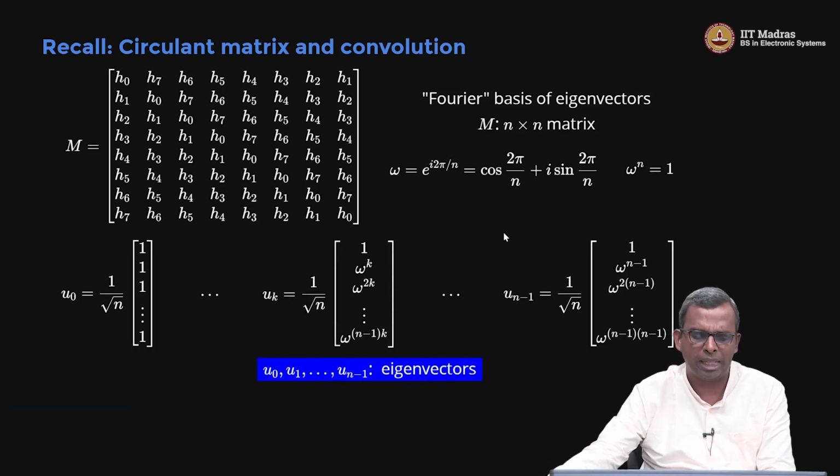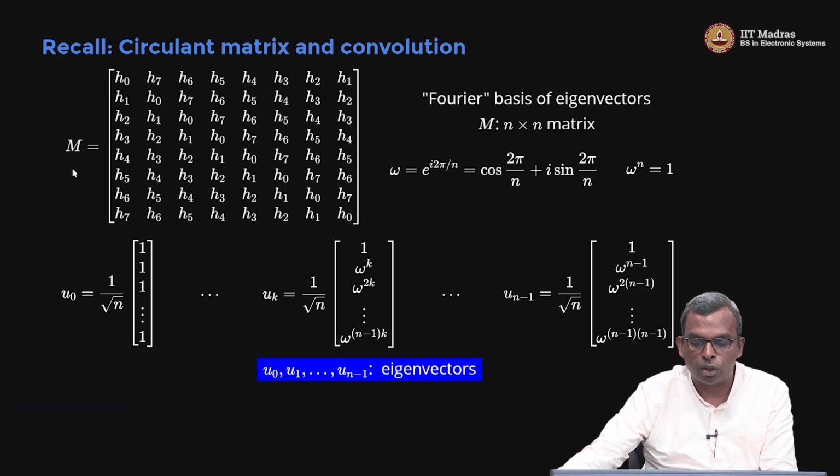The definition is quite simple, but let us spend some time and make sure we understand the notation and everything. There are n Fourier basis vectors u0 to un minus 1. These are all eigenvectors of M. Each of these is an eigenvector of M. This is a property we saw before, but believe me for now, we'll prove all this later: these are all eigenvectors of a circulant matrix.